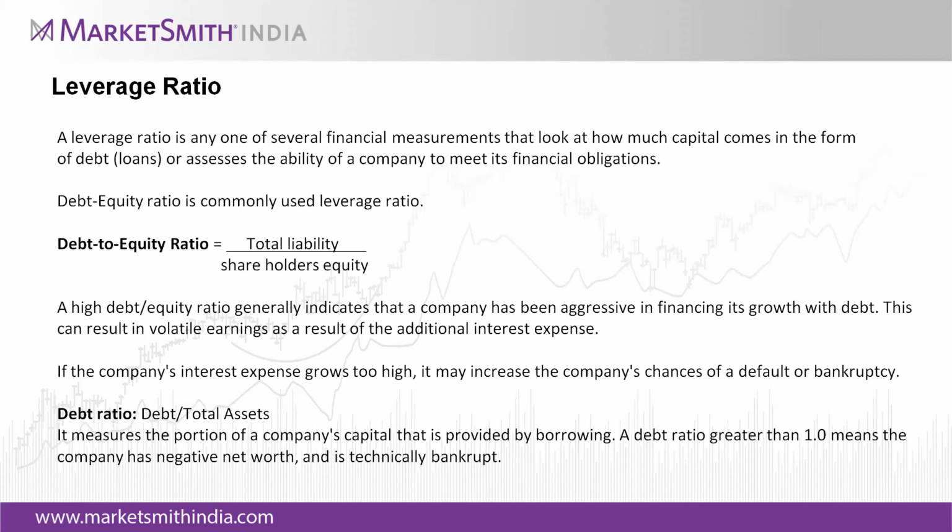There is also a debt ratio. What does that debt ratio mean? Debt upon total assets. So how many are the assets of the company and how much is the total debt on your books? If the debt ratio is more than 1, इसका मतलब क्या हुआ?